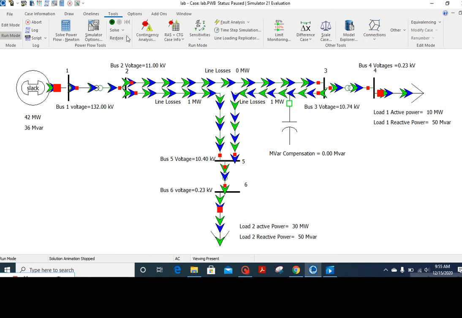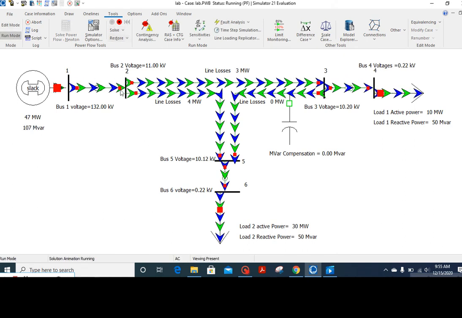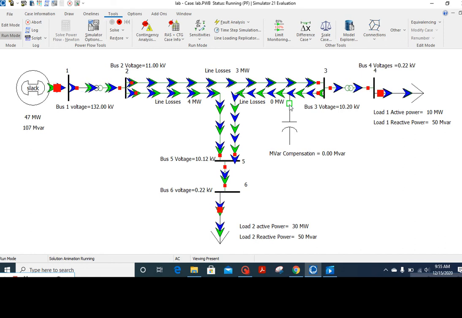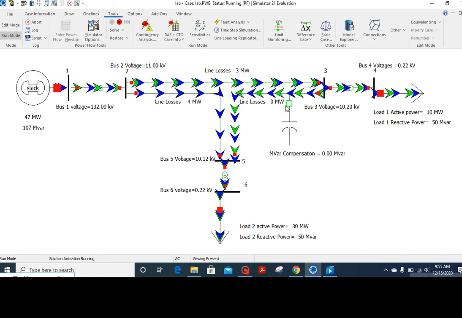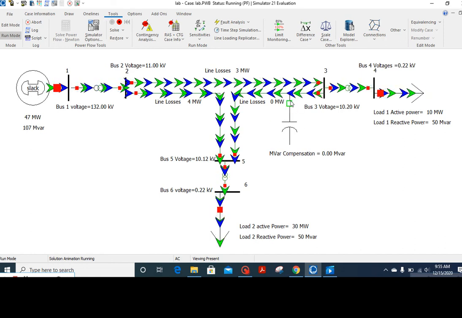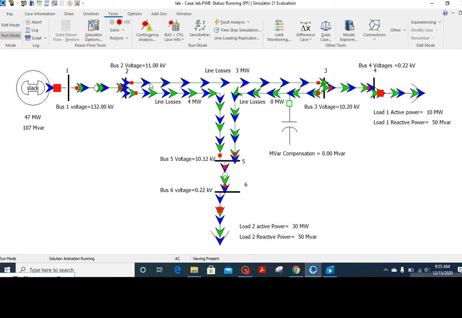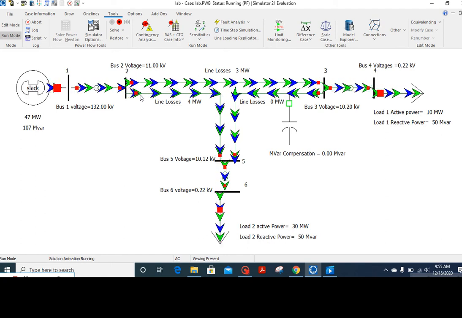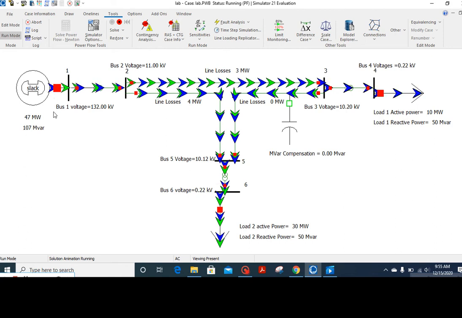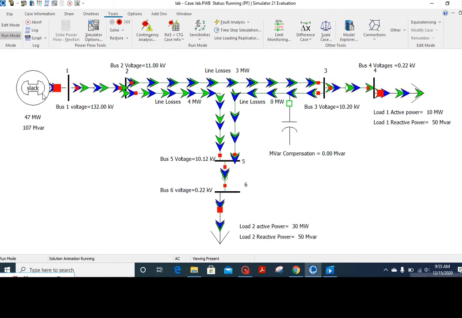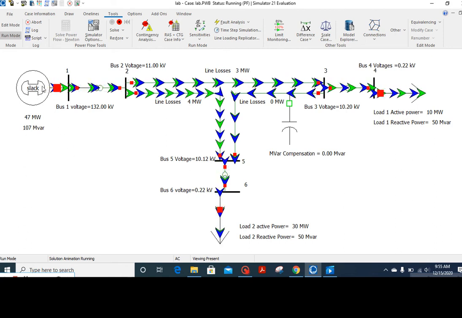Here is the simulation. As you see, I have not connected the capacitor bank in the system. Here the green arrows are the active power, and the blue arrows are the reactive power. We can see that our whole power is coming from the generating side.